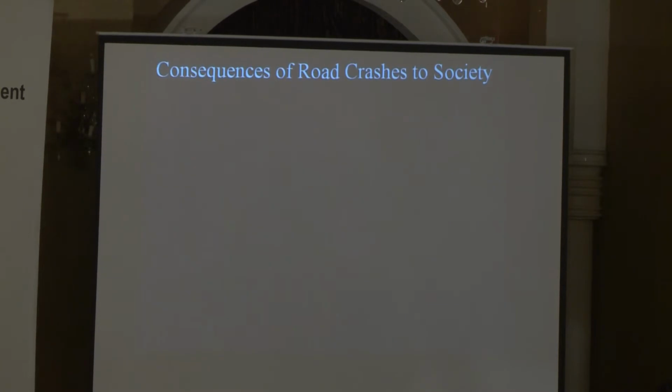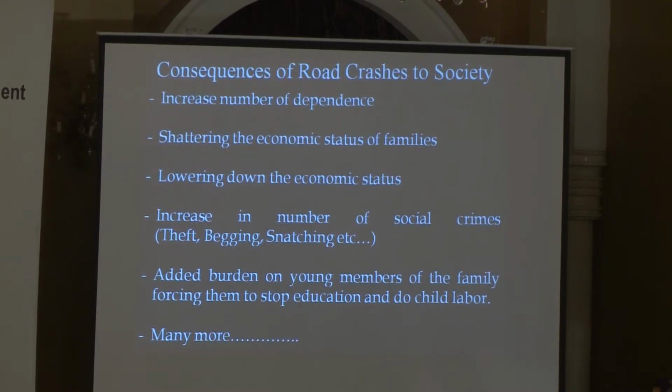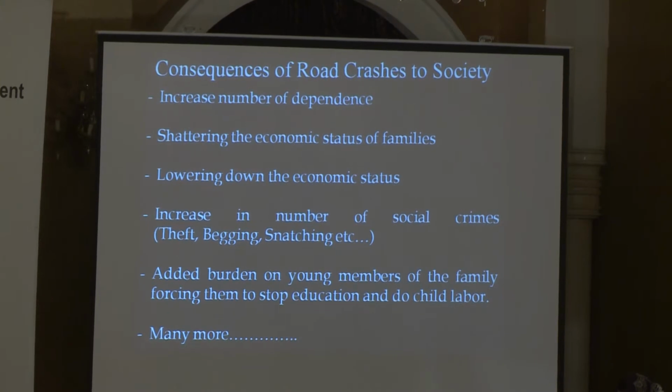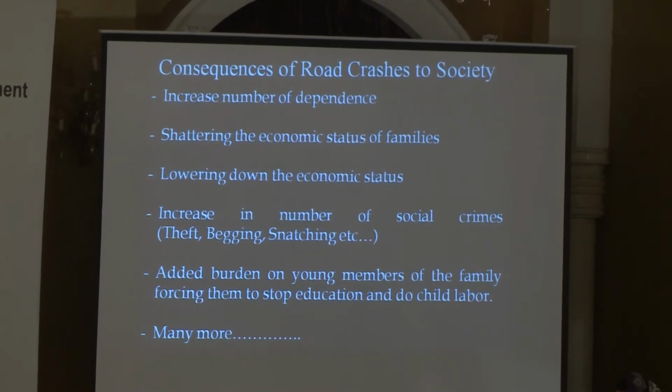Consequences: it is obviously making a negative impact on society. It increases the number of dependents in the family, because most of the time, if the breadwinner of the family gets severely hurt or dies in a road accident, the whole family collapses. So it's a very serious matter to think about.